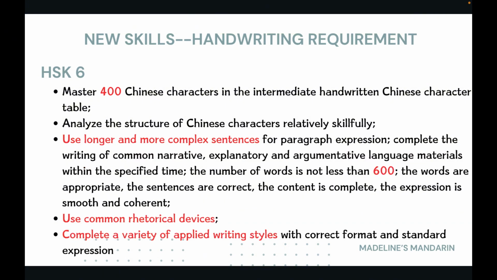HSK 6. You need to master 400 Chinese characters in the intermediate handwriting Chinese character table. Analyze the structure of Chinese characters relatively skillfully. Use longer and more complex sentences for paragraph expression. Complete the writing of common narrative, explanatory, and argumentative language materials within the specified time. The number of words is not less than 600.